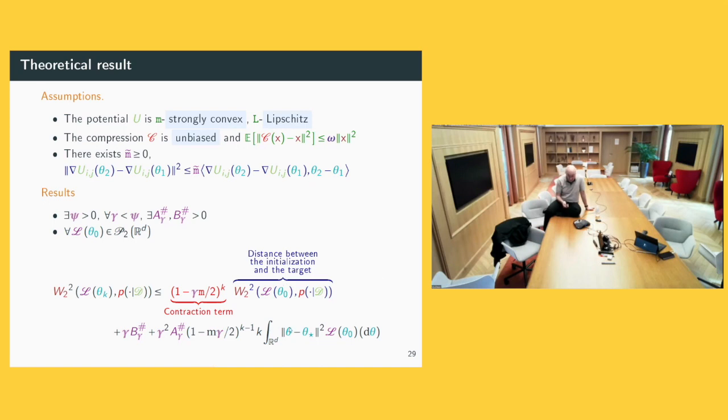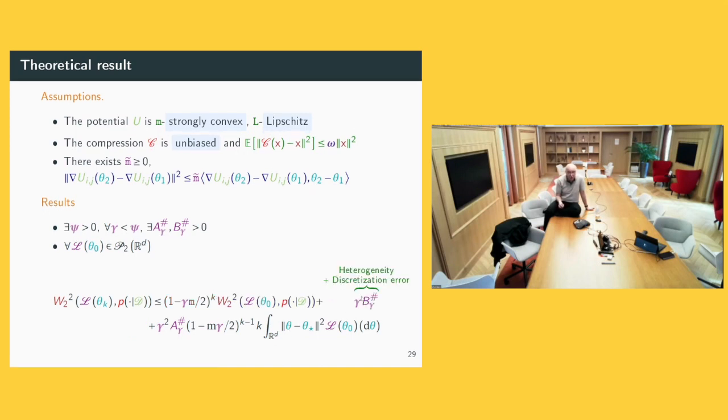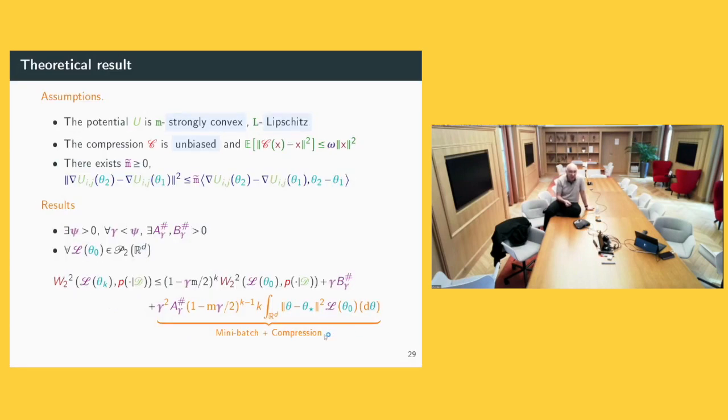And then you have two other terms. The second term is due to heterogeneity and discretization error. In that case, this term is very annoying when you do the simple algorithm, because this term doesn't go to 0 when gamma goes to 0. And then you have a term which is less annoying, which is gamma squared A gamma sharp. This is bounded, and so this term goes to 0 as gamma goes to 0, and this term is due to the mini batch and the compression factor.